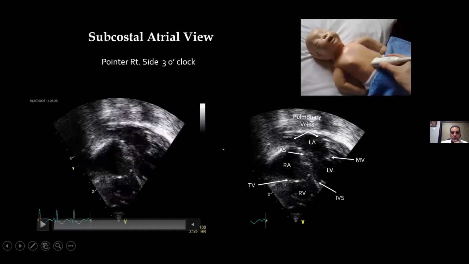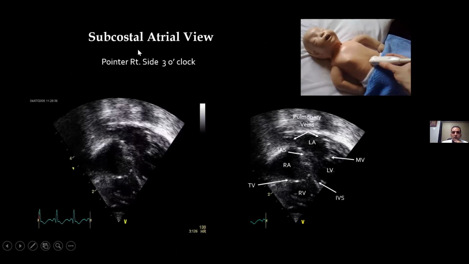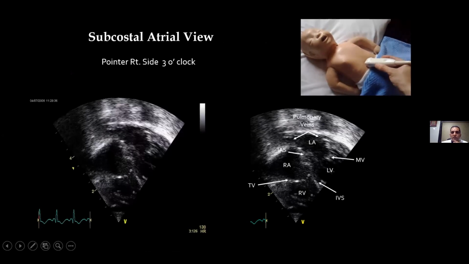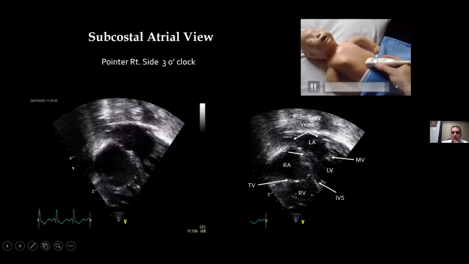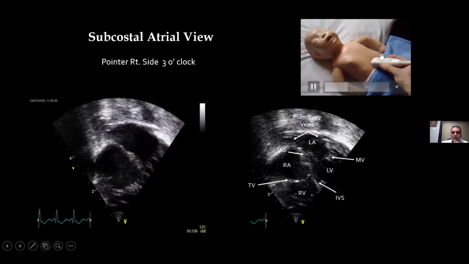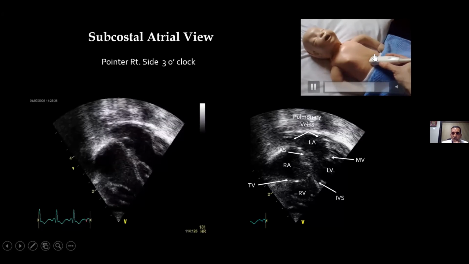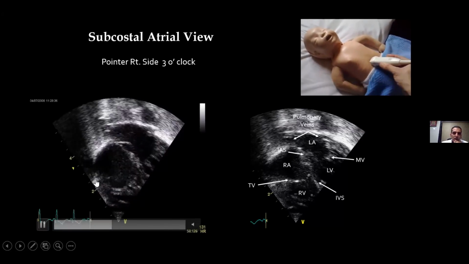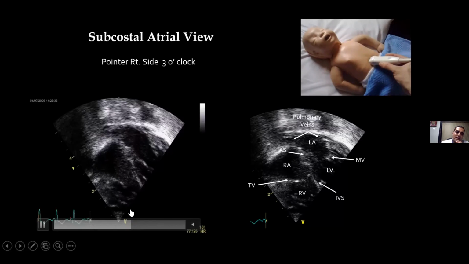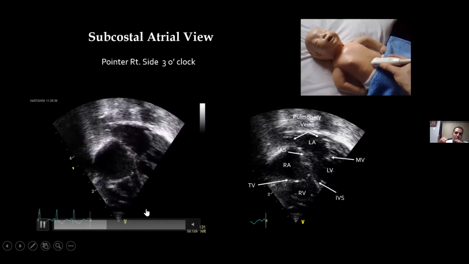Now we will talk about the subcostal views. One is the cross-sectional view, which I am showing you. This is just below the xiphisternum. You put the probe with the pointer pointing at the 3 o'clock position. So this is a cross-sectional view, 3 o'clock position. One thing you will notice is that I have put the probe orientation marker down below. This is something some people do.